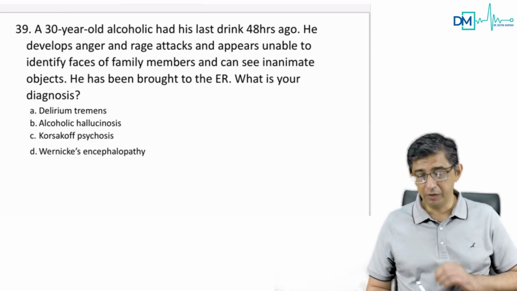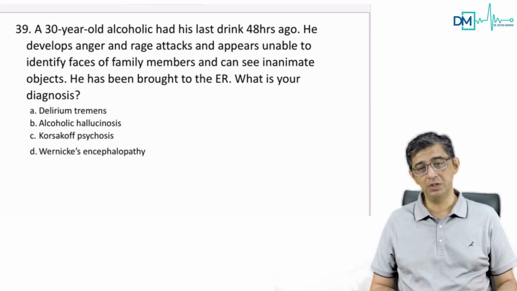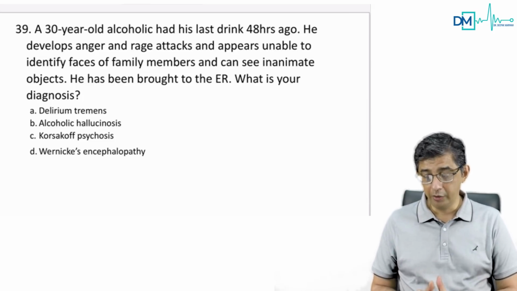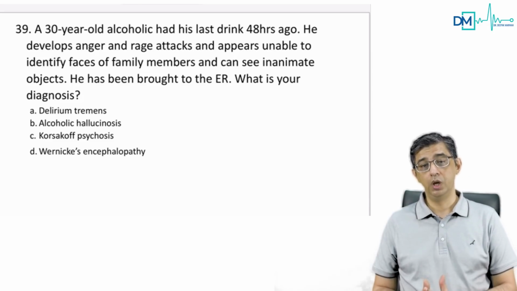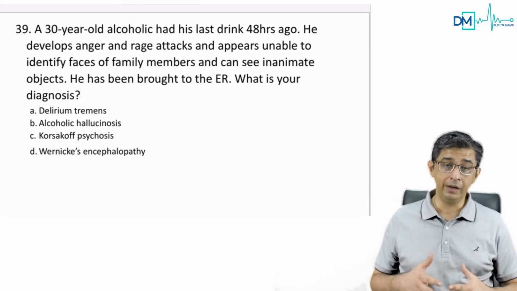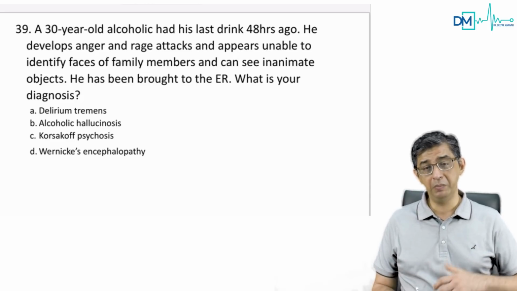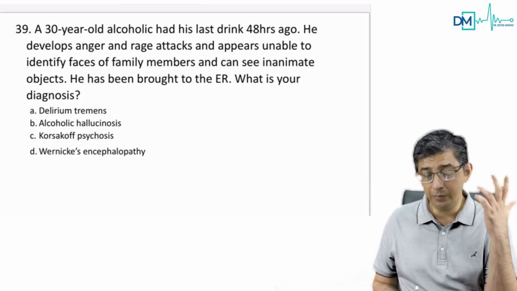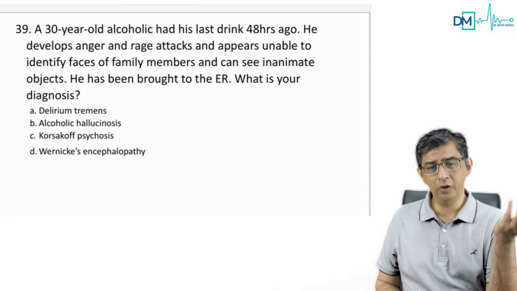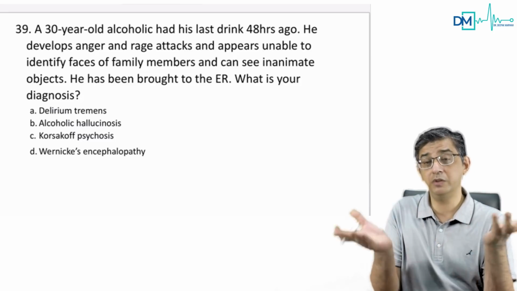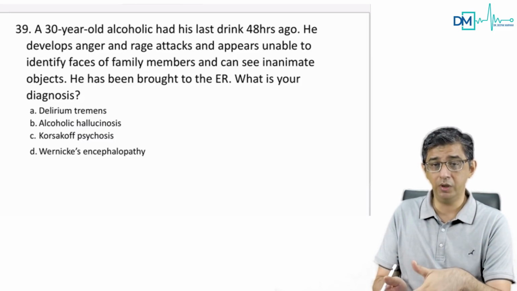Coming to alcoholics, they love to ask about alcoholics in the MCA exam. This is one such demonstration. A 30-year-old alcoholic had a drink 48 hours ago. He has currently developed anger and rage attacks, so he's becoming violent. He's unable to identify faces of family members, and he can see inanimate objects. Inanimate objects mean non-living. He can see a rock, he can see a chair, he can see any object which is non-existent. He's been brought to your ER.